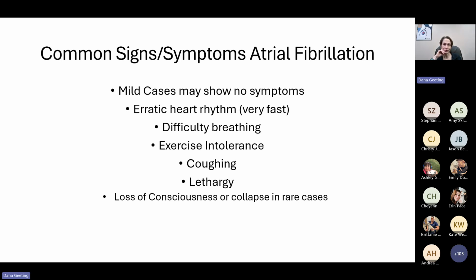Some of the signs of AFib could be, in mild cases, they really don't show any signs or symptoms at all. You would either listen or feel for an erratic, very fast heart rhythm. They do have exercise intolerance, coughing, lethargy, and loss of consciousness.